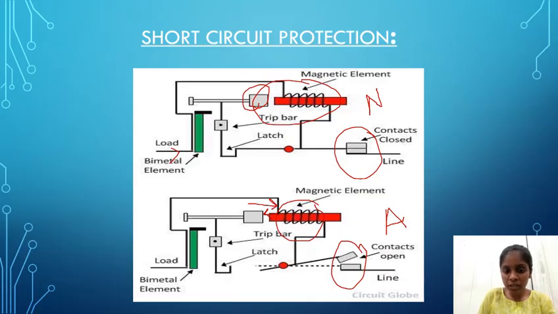When it moves towards the magnetic element, this strip bar also displaces. When it displaces, there is the MCB switch, and it turns off. When it turns off, there is no contact. The contact is open, so there will be no flow of current. The device is in safe mode.